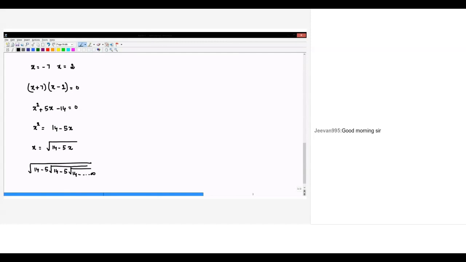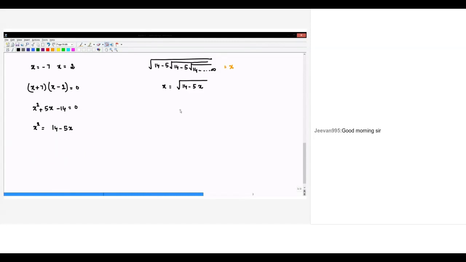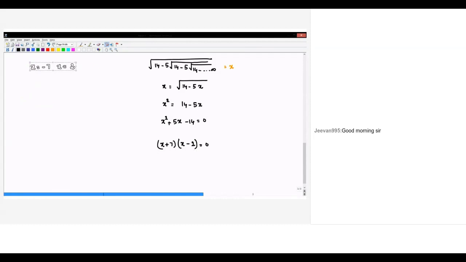If they give you this, how do you do it? The first step is to take it as x. Second step, this becomes x is equal to root of 14 minus 5x. Square on both sides: x square is equal to 14 minus 5x. Then it is a quadratic equation. Then find the roots of the quadratic equation. You'll get the two roots. Take the positive root as the answer. Hope you understand that.